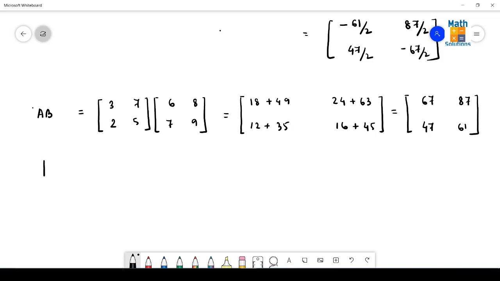Therefore let us find its determinant value. Determinant of AB is equal to 67 into 61 minus 87 into 47. So our answer will come like 4087.